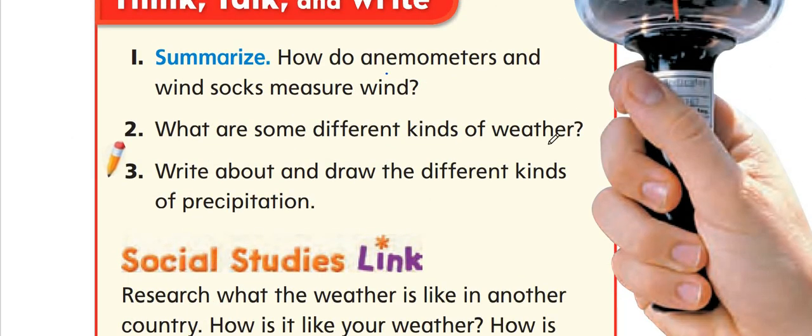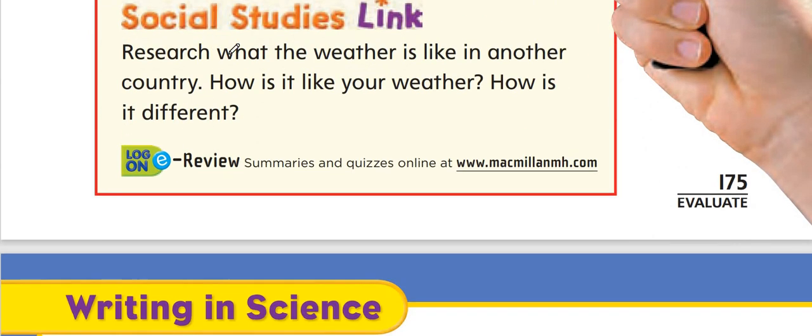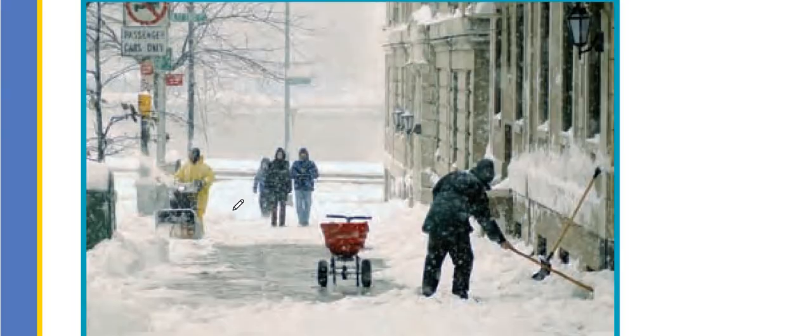What are some different kinds of weather? We have different kinds of weather, like cloudy and sunny and things like that. Write about and draw different kinds of precipitation. Research what the weather is like in another country and how it's different from your weather. Sometimes it's summer in your country and winter in another country, and so on.